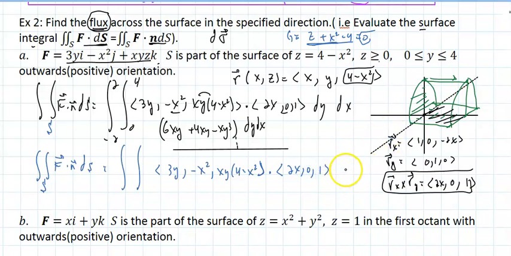Right? And I could do the same thing. dy dx. X runs from negative 2 to 2, y from 0 to 4. That will work. And what would that be? That would be 6xy, that's a 0 plus. And did you notice that we got the same exact thing?